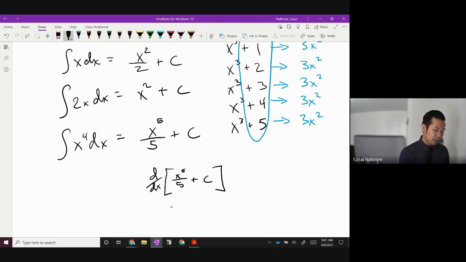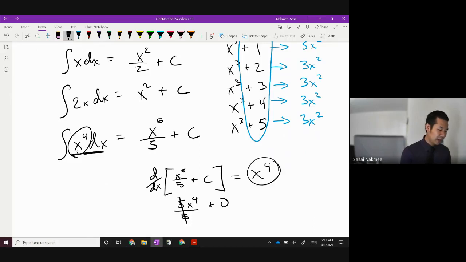And see if you end up back at x to the 4th. And you should, right? If you take the derivative of x to the 5th, you end up with 5x to the 4th, all divided by 5. The 5's will cancel out, so you're left with just x to the 4th. The derivative of a constant, it doesn't matter what that constant is, is always going to be 0. So when you take the derivative of this, it does become x to the 4th, which looks like it matches up here. And that's all you have to really do.